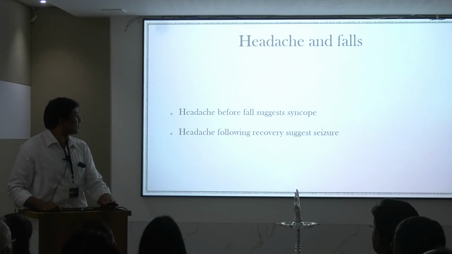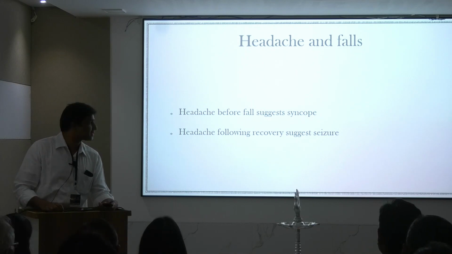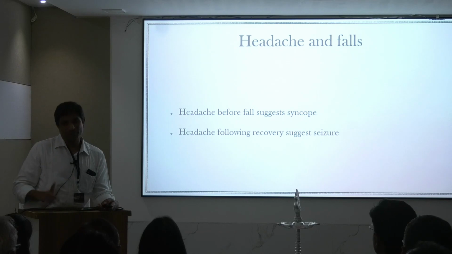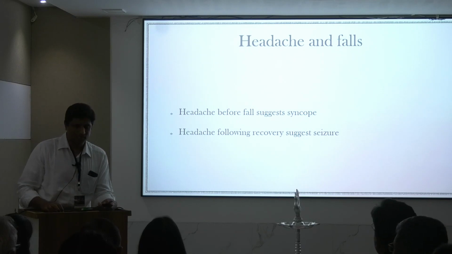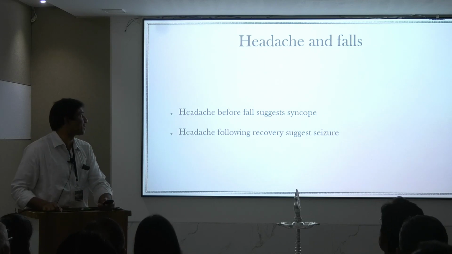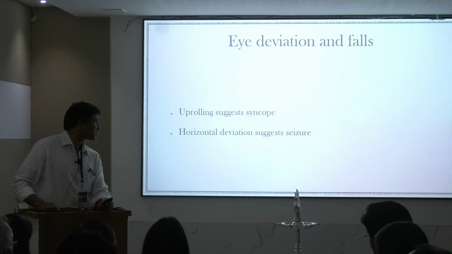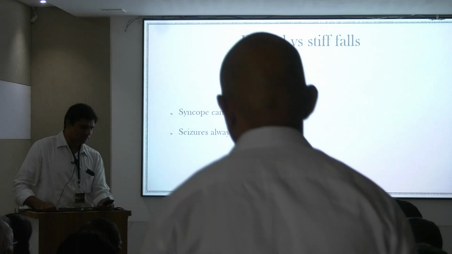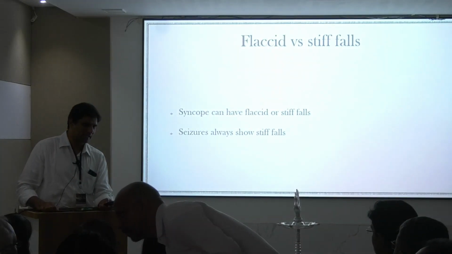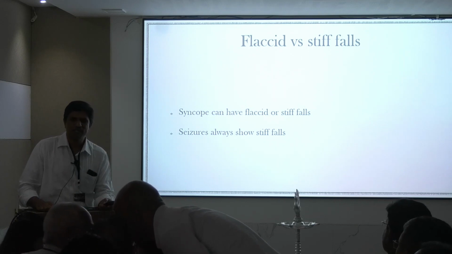Headache before the fall, like "I have not been well, I have been having headaches, and then I had a fall," suggests syncope. If the person develops a headache after recovery from the fall and loss of consciousness, it goes in favor of seizure. These are all small points, but a lot of times they have come to my rescue in pointing to the diagnosis, which is why I'm including them. Eye deviation upward, uprolling, suggests syncope; horizontal deviation suggests seizure. Flaccid versus stiff fall: in syncope there can be both flaccid and stiff falls, whereas in seizures the fall is a stiff fall, not a flaccid collapse.